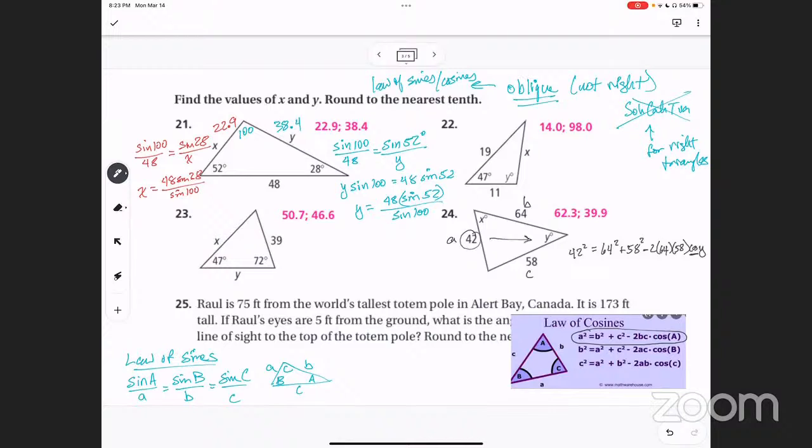So I'm going to have to punch this into my calculator. I'm going to write this over here to the left so I can see it better. I'm going to have to go 42 squared minus 64 squared minus 58 squared, all divided by negative 2 times 64 times 58 equals the cosine of Y.